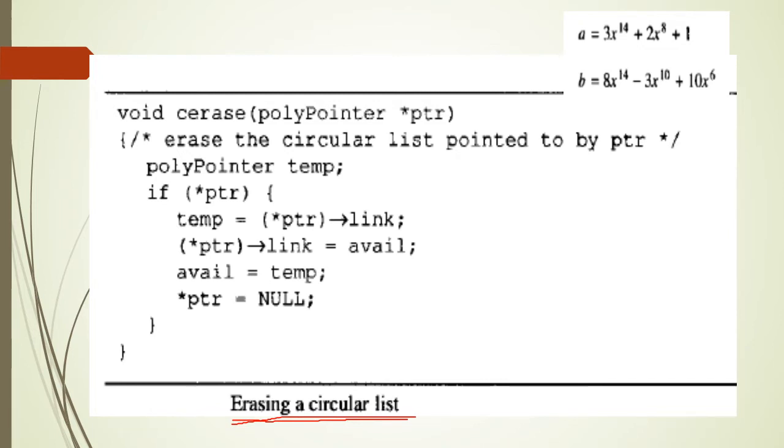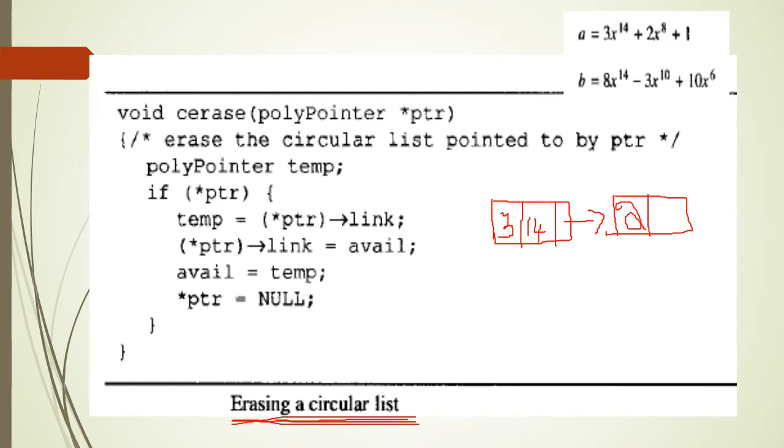That means this function will delete all the nodes, that is, a particular polynomial. So let us see how the polynomial gets erased. First we will see how the polynomial is stored. Let us take the first polynomial, a. The first term has coefficient 3 and exponent 14, and the second term has coefficient 2 and exponent 8.